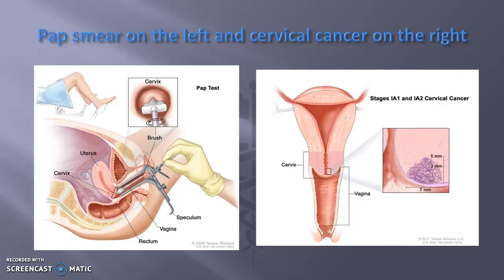On the right side is stage IA1 and IA2 cervical cancer, and it shows where the vagina is located, where the cervix is located, and then the measurements of the cancerous cells itself.